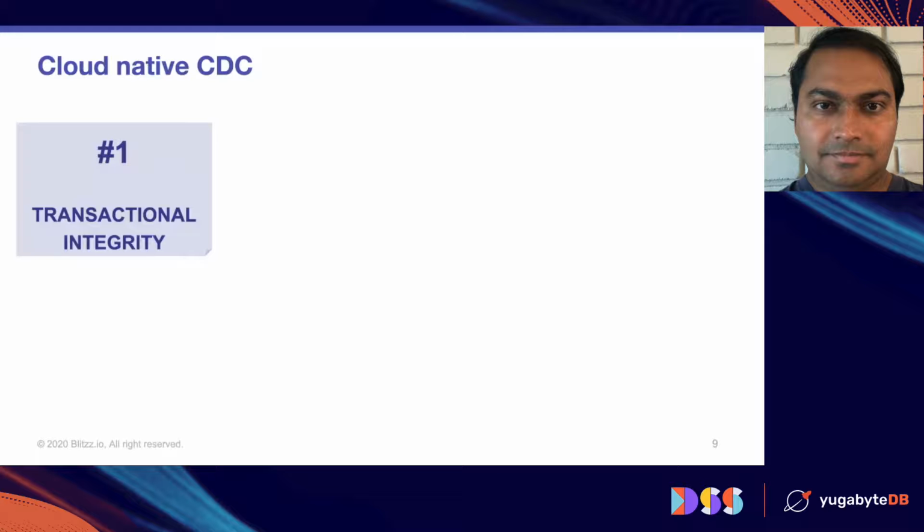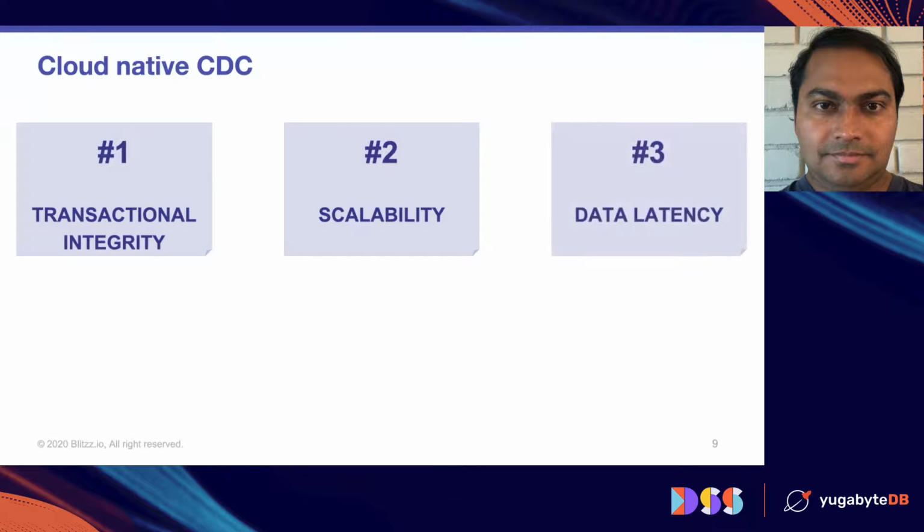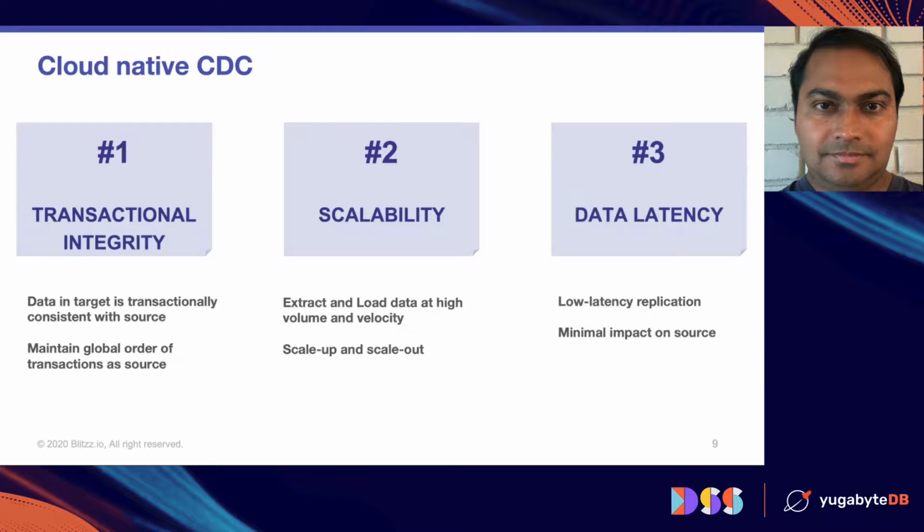So what are the properties of a cloud native CDC solution? The first property, as we described, is that it has to provide transactional integrity, and the second property is scalability. You want a solution that could scale based on the data volume and velocity. And then the most important item for any data replication solution is very low data latency and minimum impact on the source.